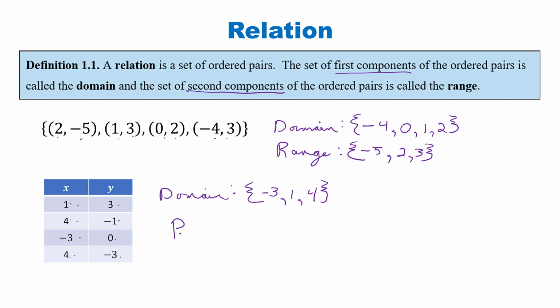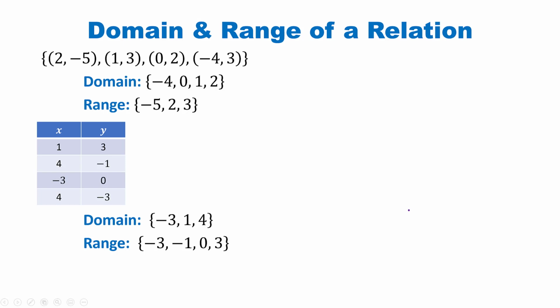The range then is the second components, which would include the values 3, -1, 0, -3. And I'll put those in order: -3, -1, 0, 3. It's not incorrect to put them not in order, as long as you've got all the 4 values in those little brackets there. Okay, so let's go on. We found the domain and range of both of these relations. Here I have the relations again with their domains and ranges listed.